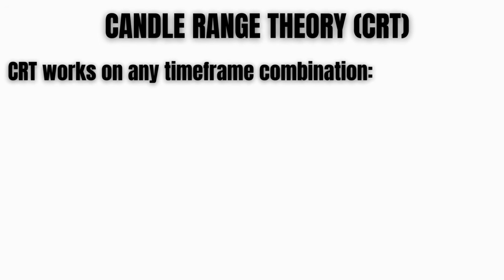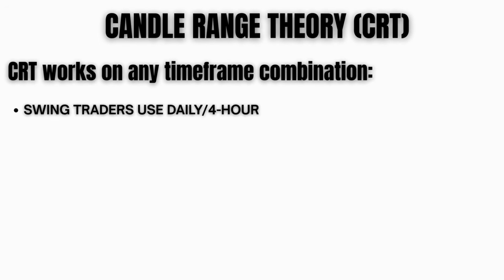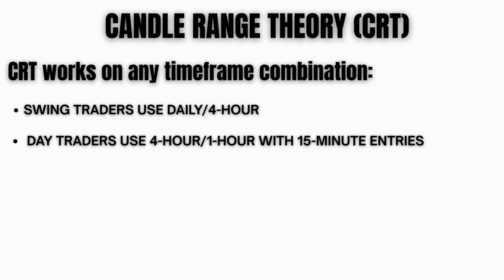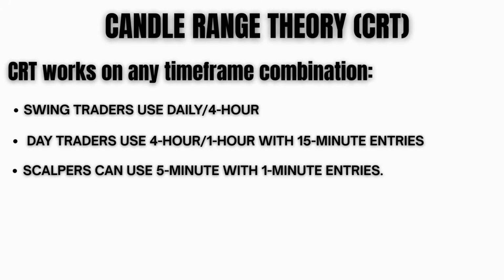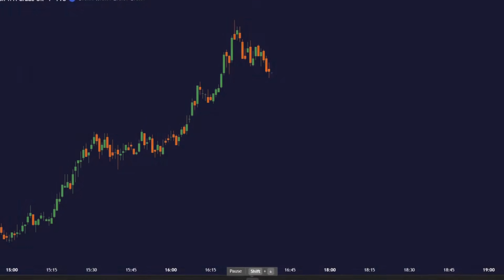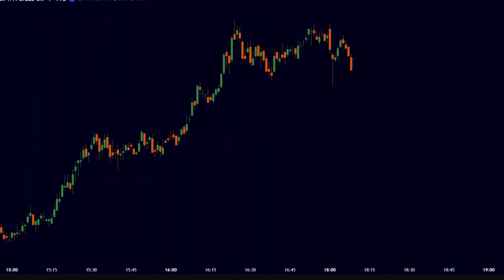CRT works on any time frame combination. Swing traders use daily/4 hour. Day traders use 4 hour/1 hour with 15-minute entries. Scalpers can use 5-minute with 1-minute entries. The logic is universal. All right, guys, that is all 9 ICT trading strategies.